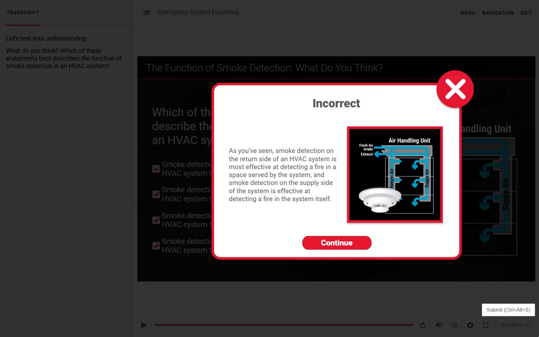Sorry, that's incorrect. As you've seen, smoke detection on the return side of an HVAC system is most effective at detecting a fire in a space served by the system, and smoke detection on the supply side of the system is effective at detecting a fire in the system itself.